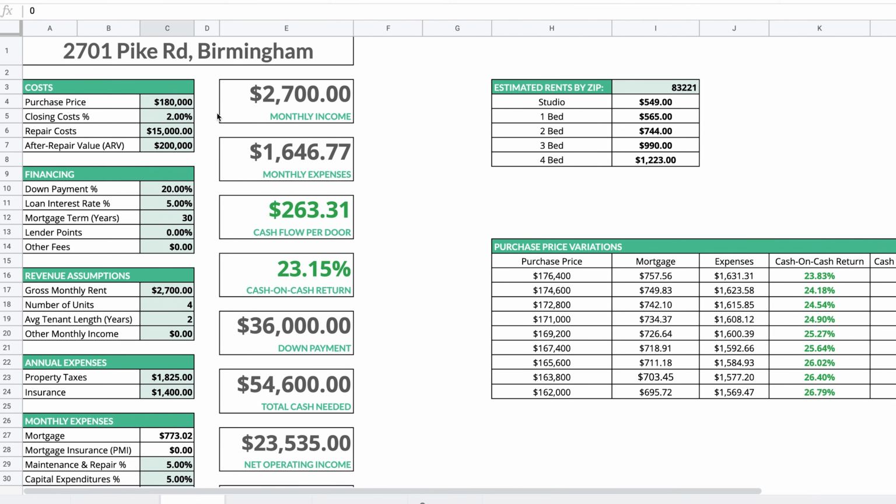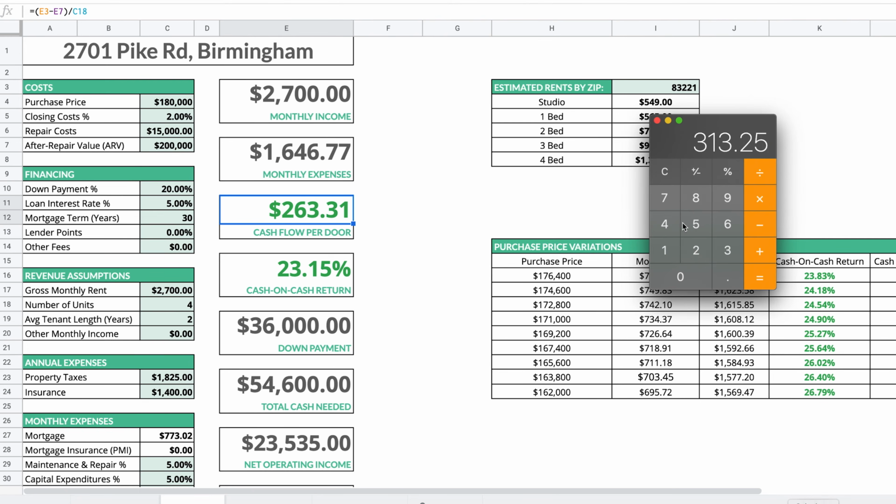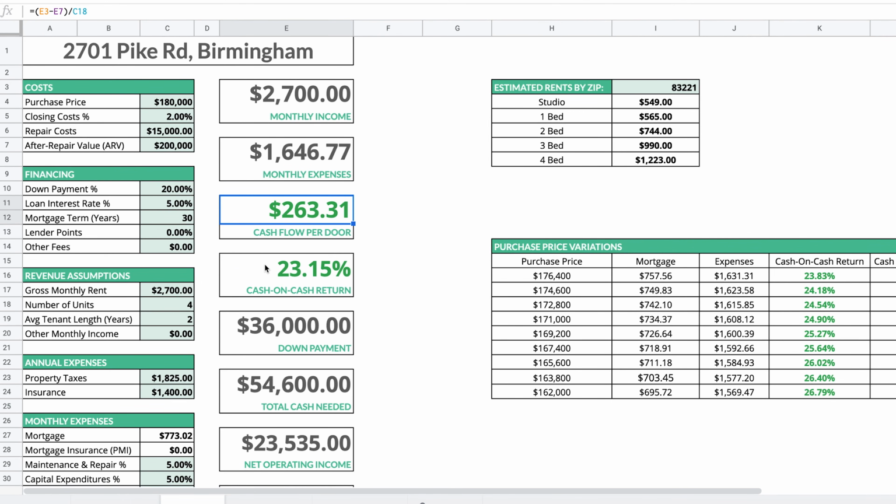But even still, if we look at this breakdown, we've got $2,700 is our gross income. Our expenses are right around $1,700. That means that $263 per month per door net is what we'll get to keep in our pocket. That's a little bit lower than we calculated over on the calculator, which we said was $313, but they're still fairly close. This is still a good deal for both of them. Cash on cash return, 23%.